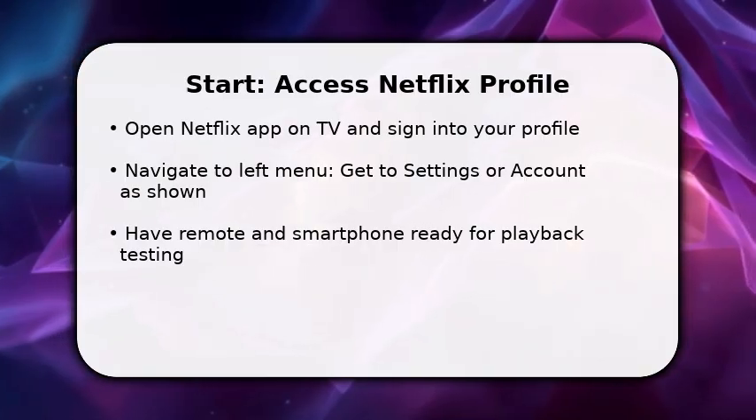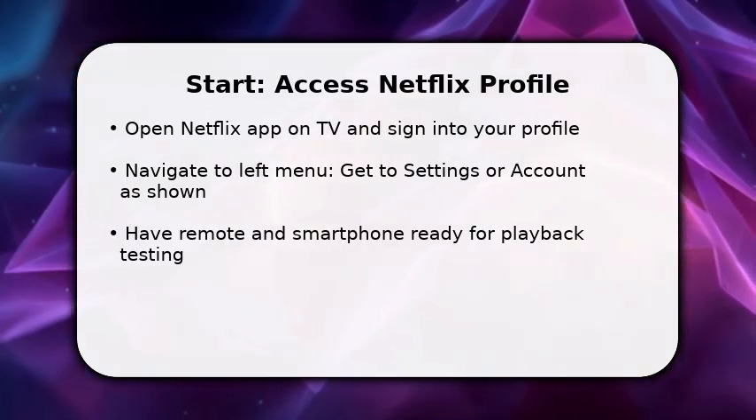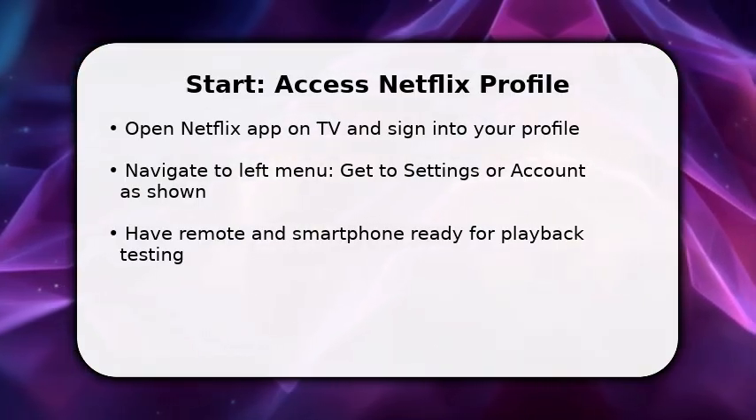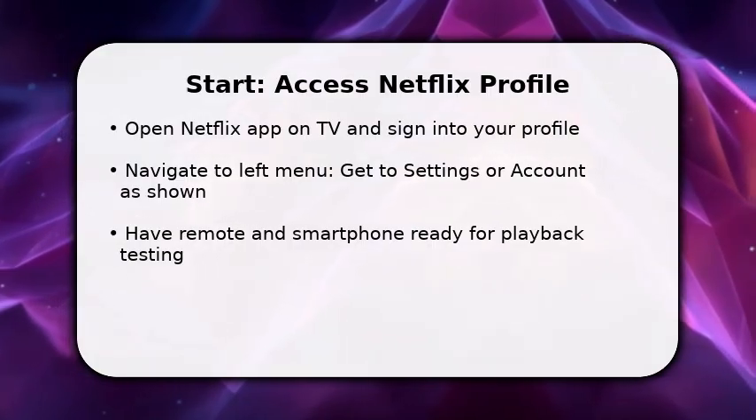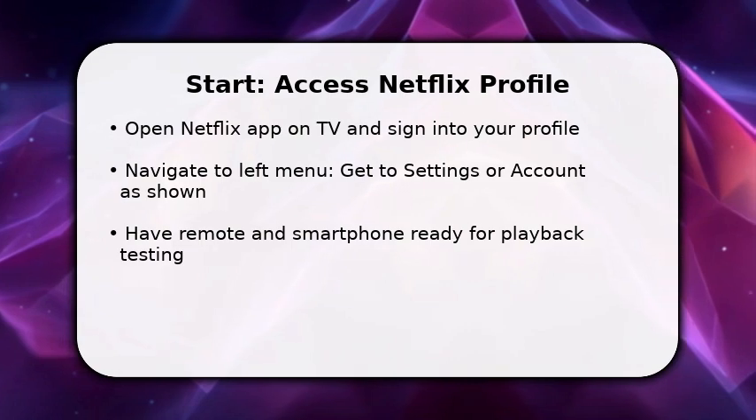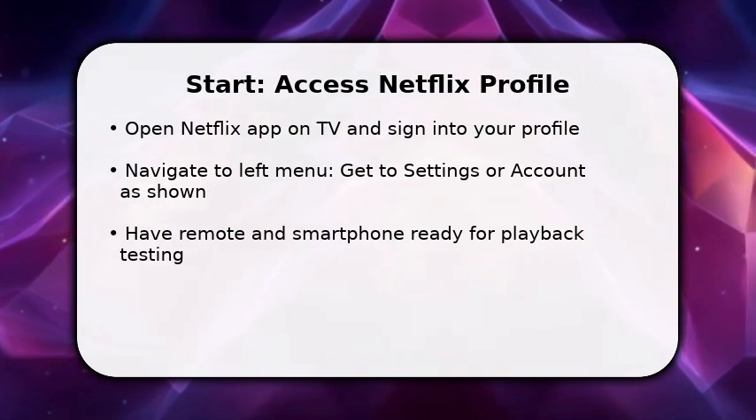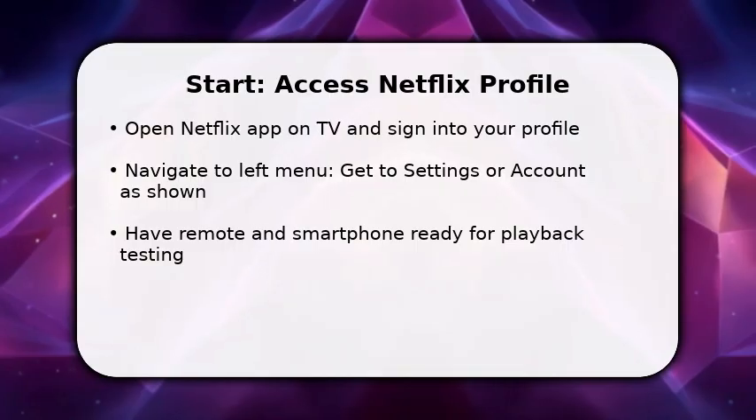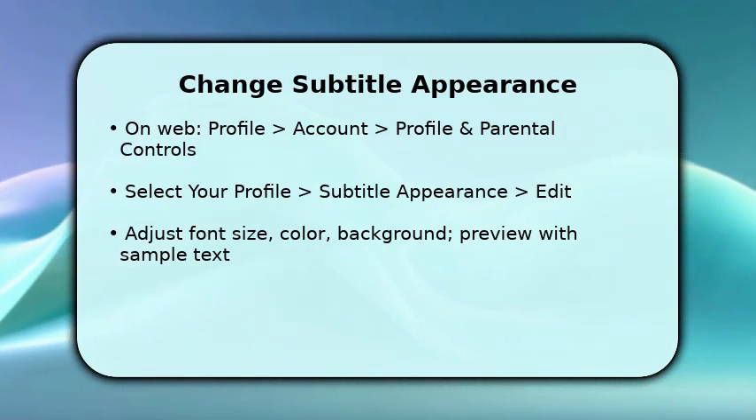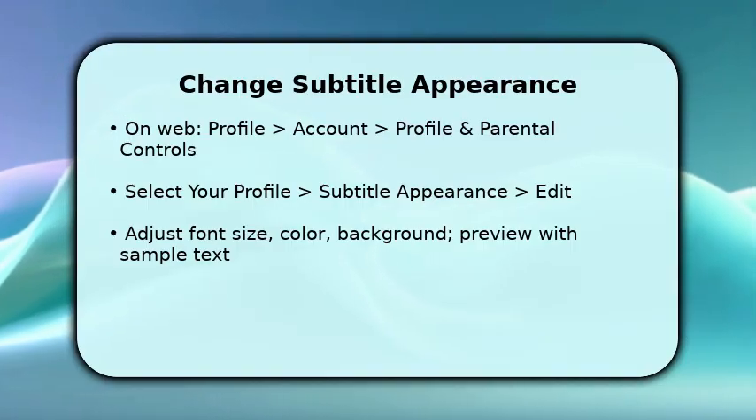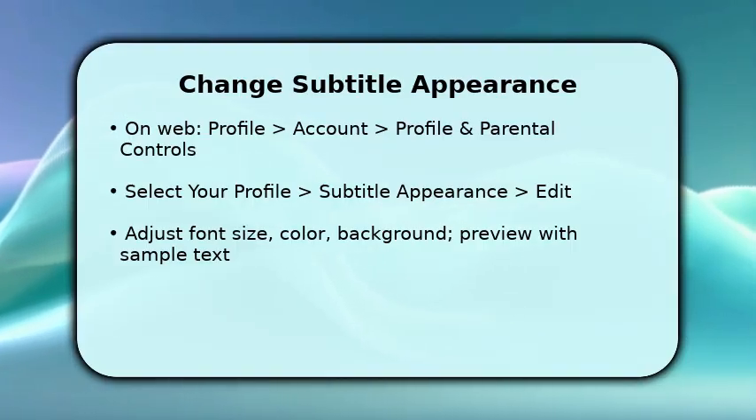Make sure you have a phone or computer nearby in case Netflix redirects you to manage profile on the web. This is the only way to change subtitle size universally for that TV profile across devices. Now, log into Netflix on a browser using the same account. Navigate to Profile and Parental Controls for your chosen profile, then open Subtitle Appearance and click Edit.